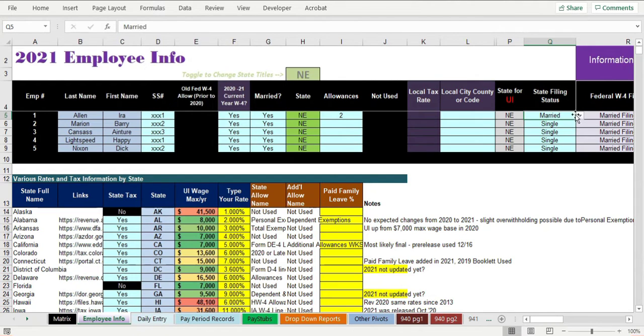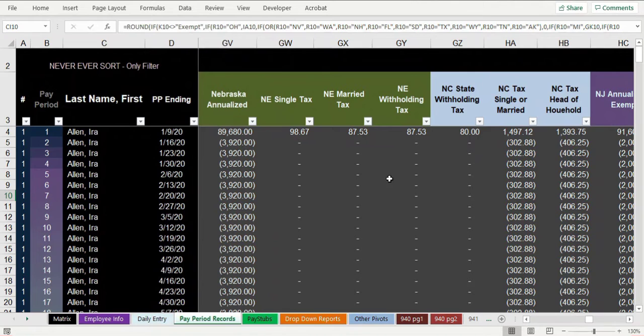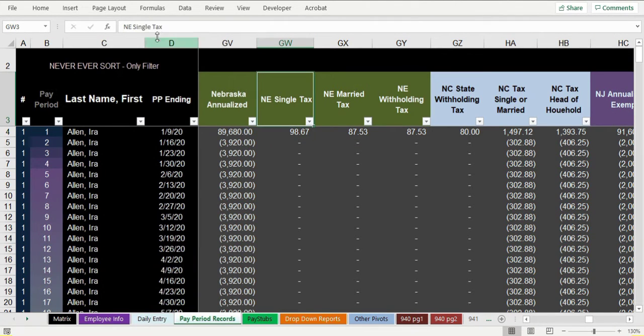You also want to fill out a filing status about whether or not they're single or they're married. And if they're head of household, they go in single there. The reason why you're going to want to do that is because there are two different tax rates for Nebraska. One for single and head of household, it's both, and one for married. And it's pretty simple.